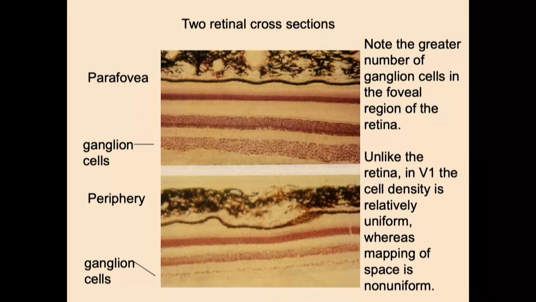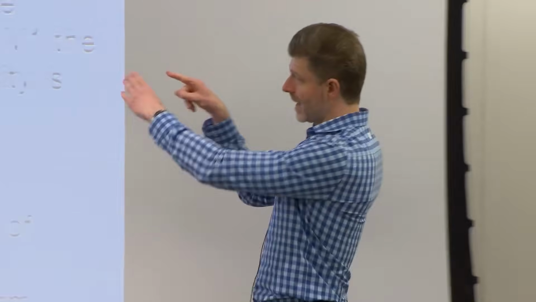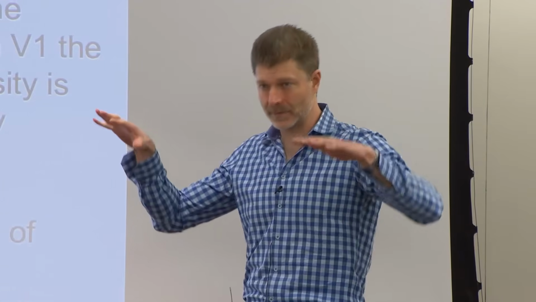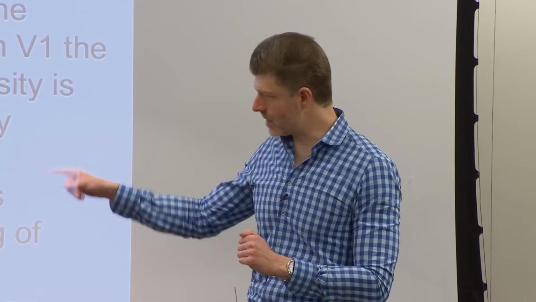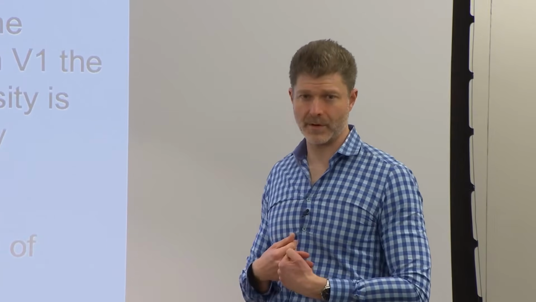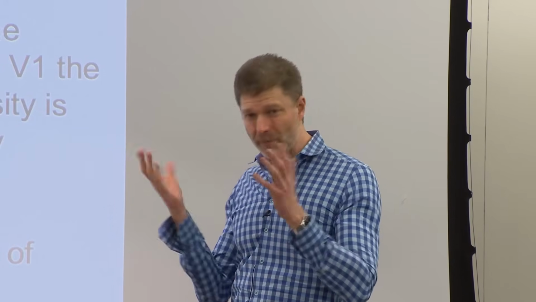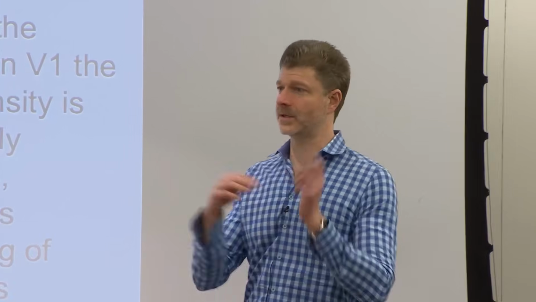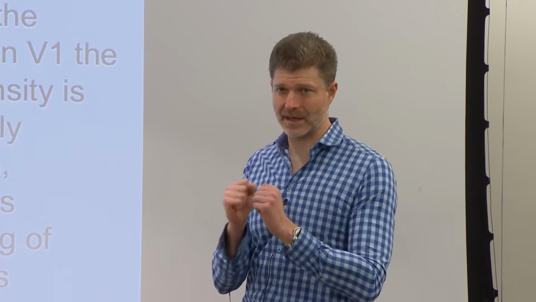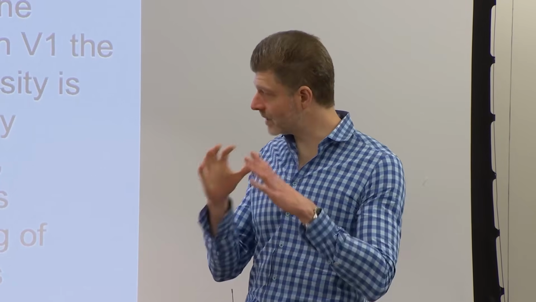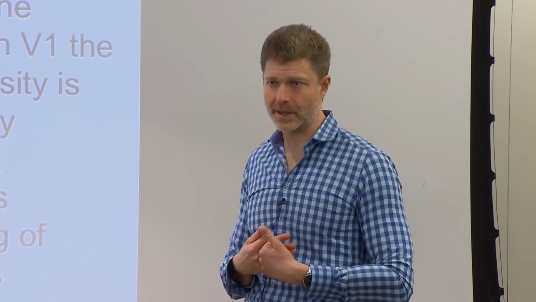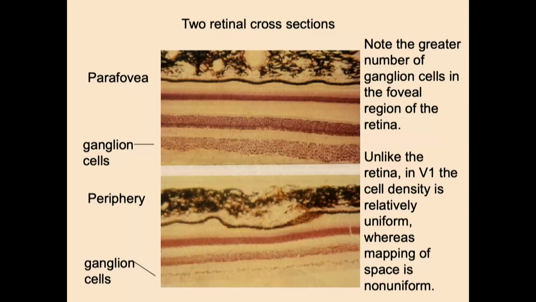Unlike in the retina, in V1 the cell density is relatively uniform. As a consequence, the mapping of space becomes very non-uniform. You take all those ganglion cells from the fovea, and those get spread out over the visual cortex, and then you end up needing much less cortex for the periphery. So that's the idea of cortical magnification. It's a consequence of the foveal sampling organization of the retina that we were just talking about, where we sample very densely at the center of gaze, and in the cortex that translates into a very large region of representation. Questions about that?